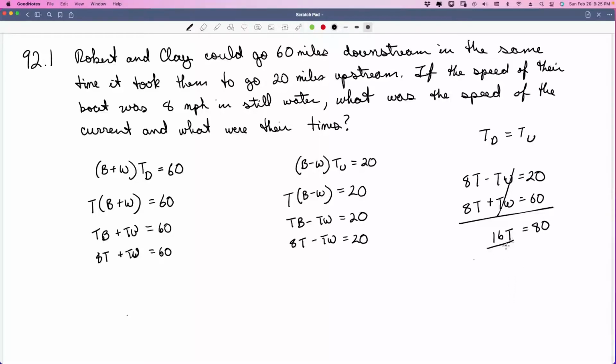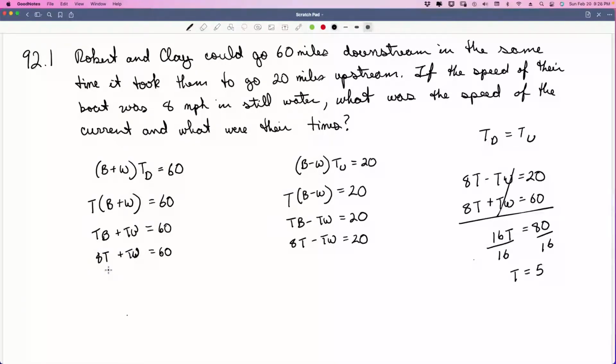So when I divide both sides by 16, I find that T is equal to 5. So 5 hours is the time. So now that we have the time, we can substitute that into all of our problems.